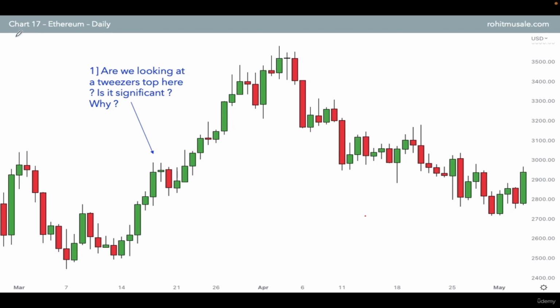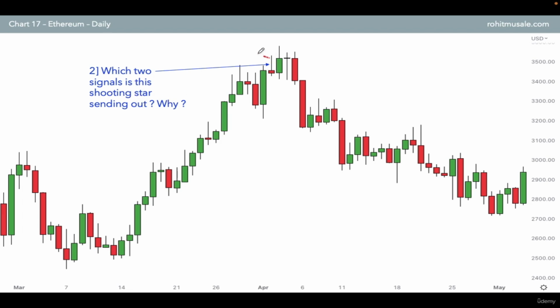Chart number 17. This is Ethereum daily time frame. Question 1. Are we looking at a tweezer stop here? Is it significant and why? So these two candles. Question 2. Which two signals is this shooting star sending out and why?